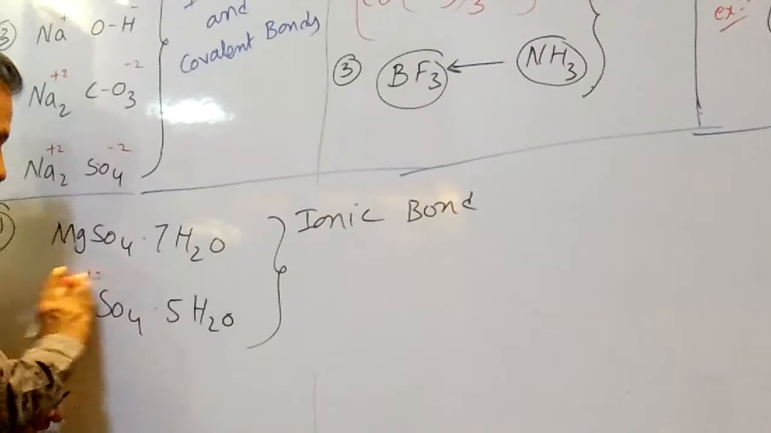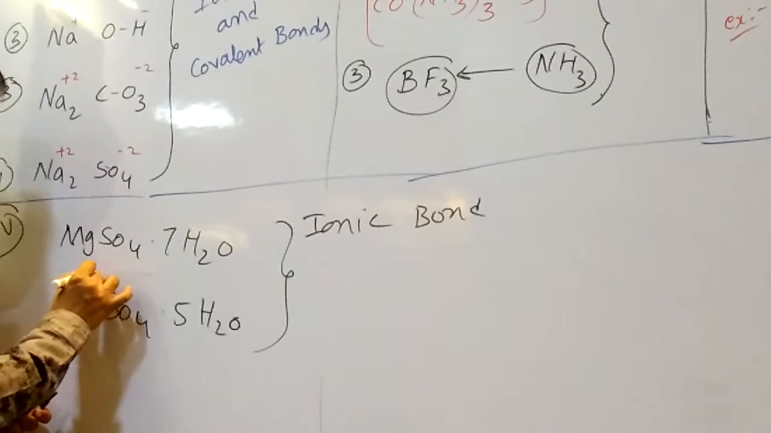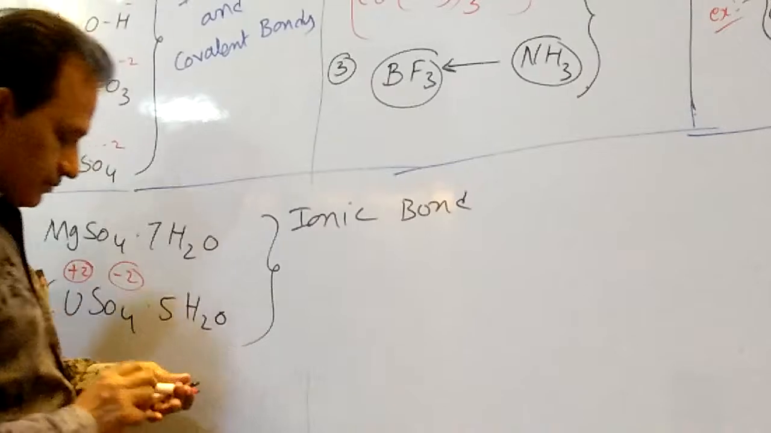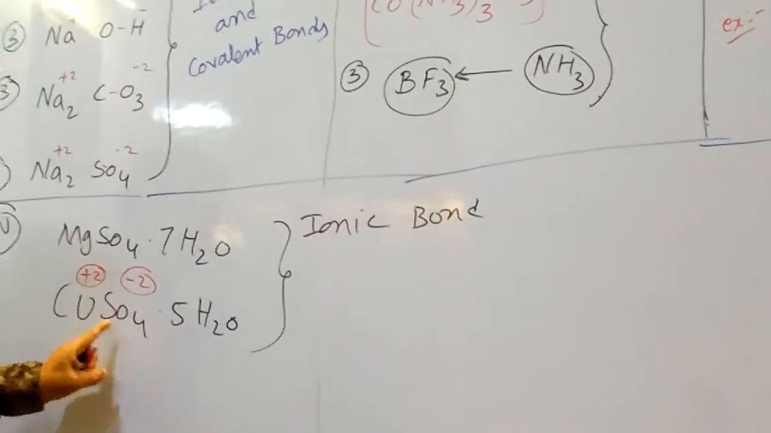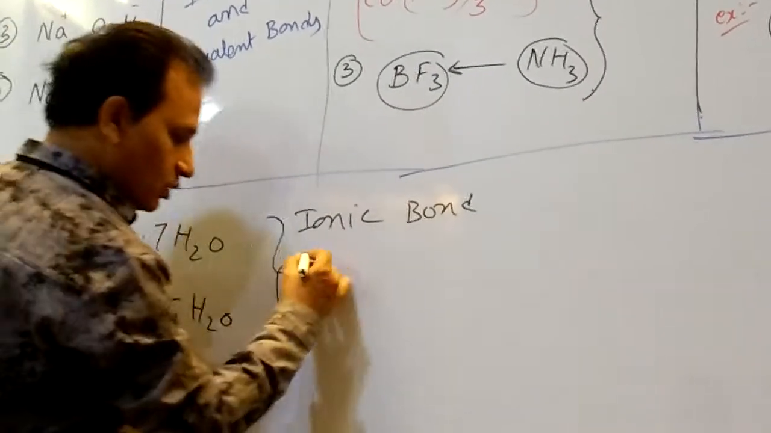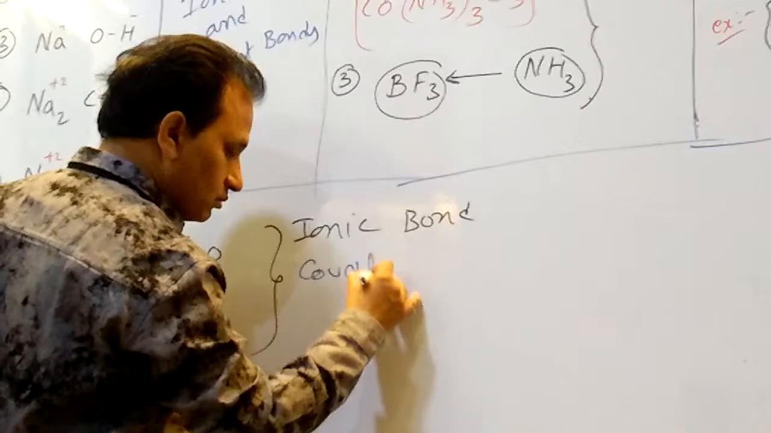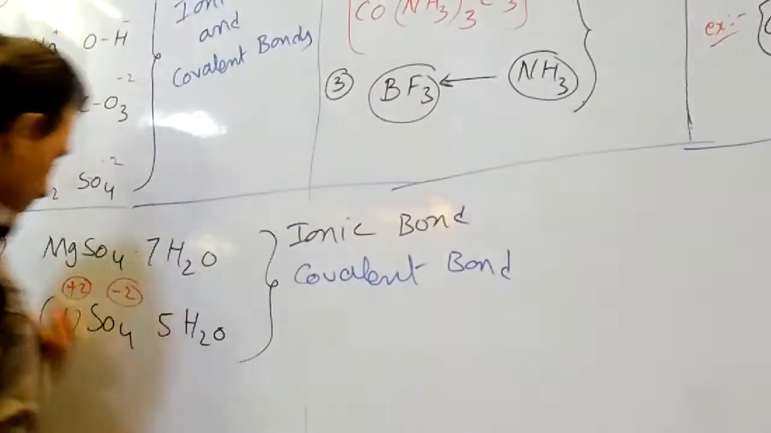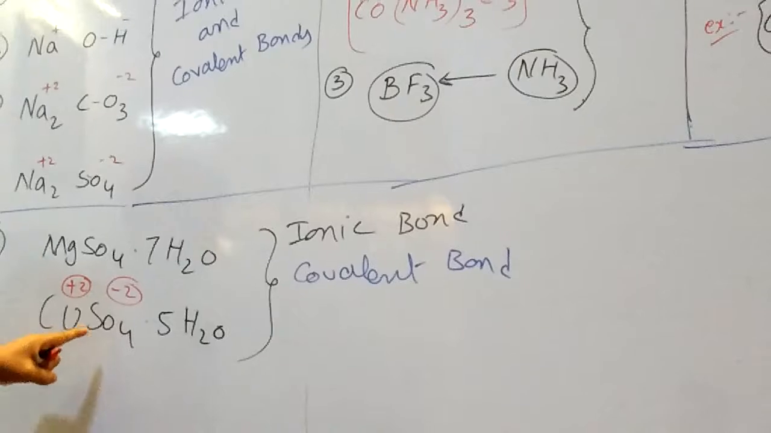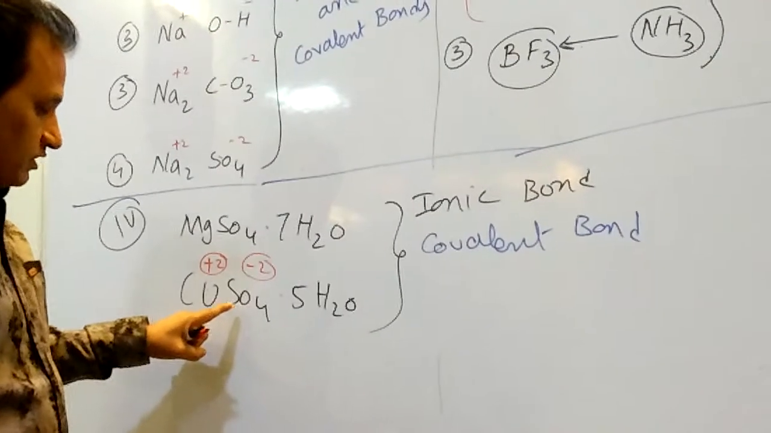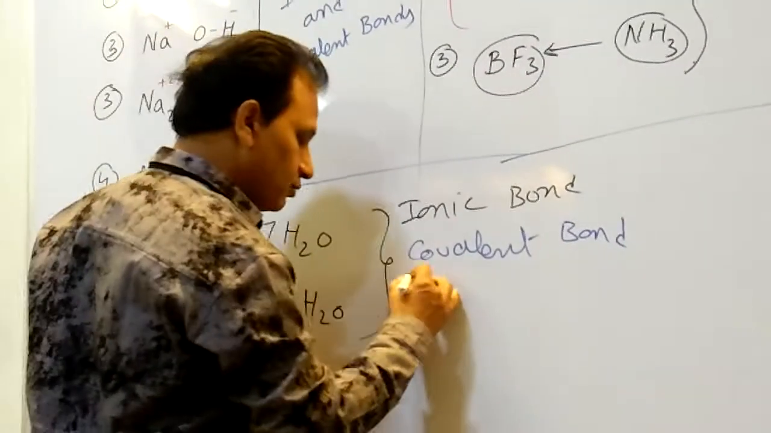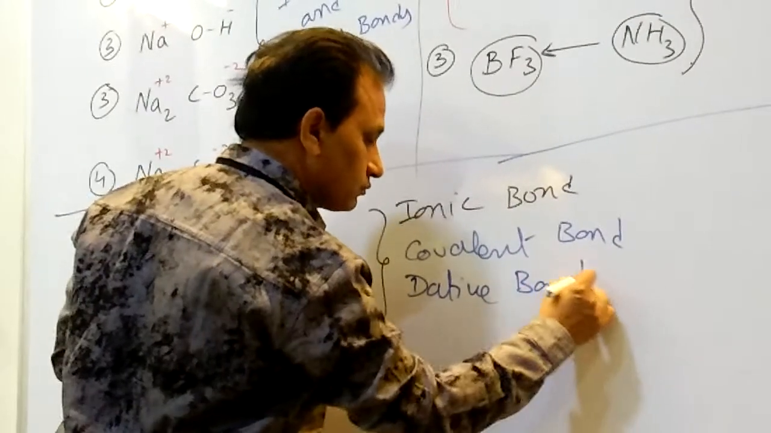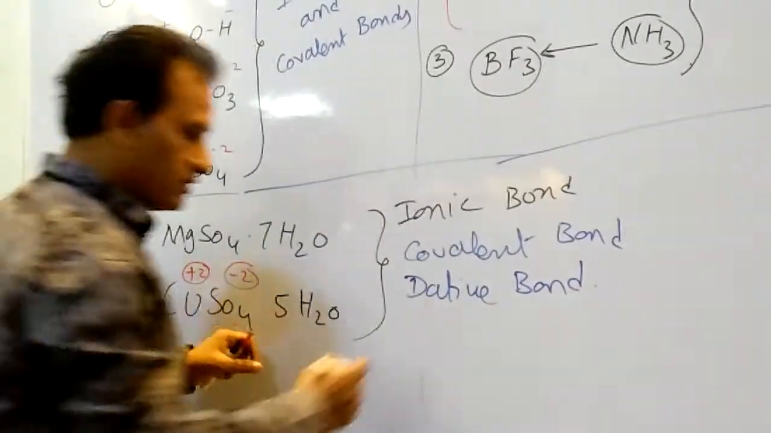Cu plus 2 and SO4 minus 2, plus 2 minus 2, ionic bond. And sulfur and oxygen contain a covalent bond. Okay. And a dative bond is also present between sulfur and oxygen. Dative bond. And water is present means hydrogen bond.